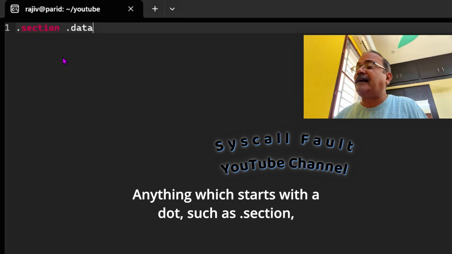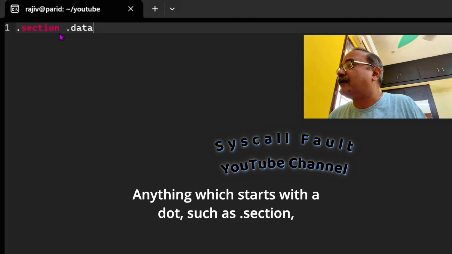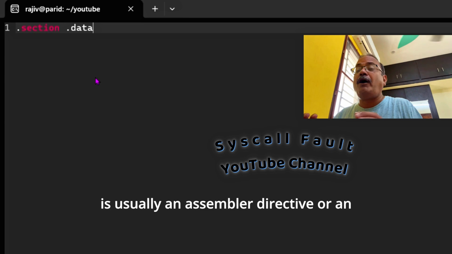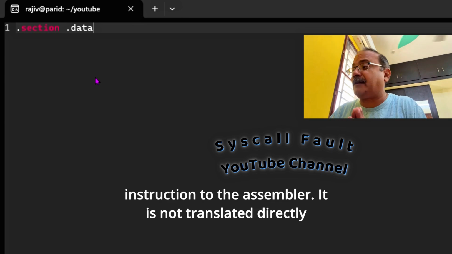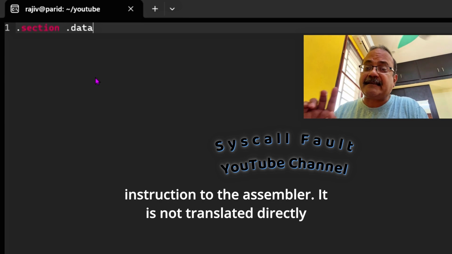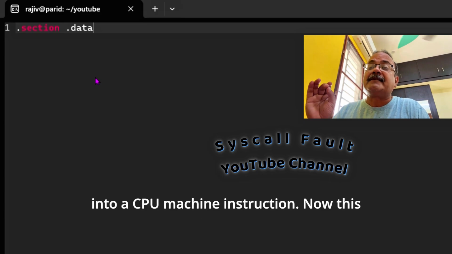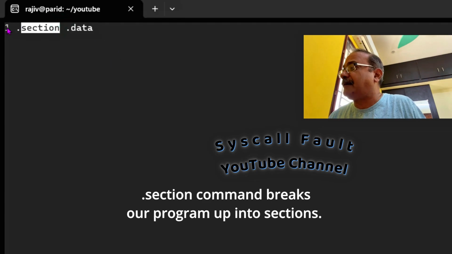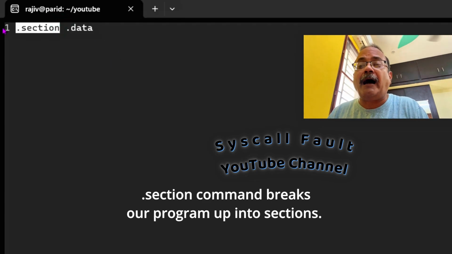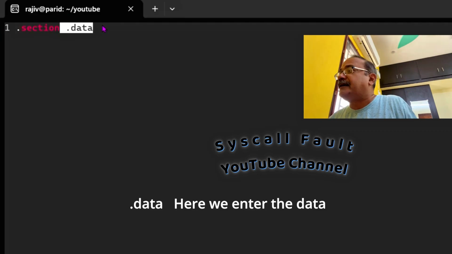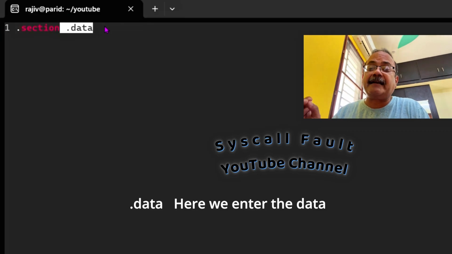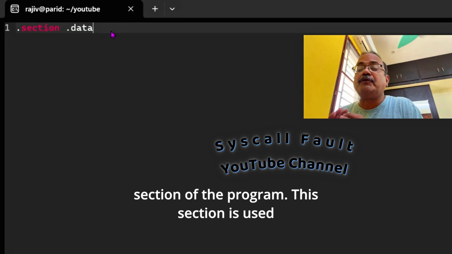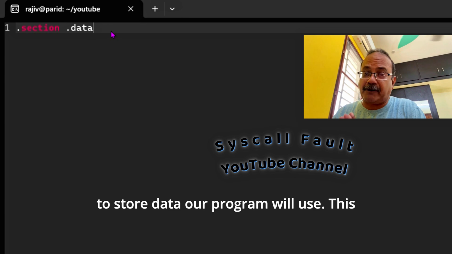Our first line is .section .data. Anything which starts with a dot, such as .section, is usually an assembler directive, or an instruction to the assembler. It is not translated directly into a CPU machine instruction. Now, this .section command breaks our program up into sections. .data. Here we enter the data section of the program. This section is used to store data our program will use.